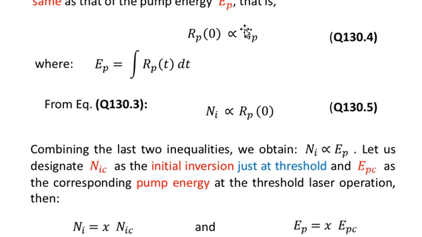Is also proportional to the pump energy. This P subscript with E stands for the pump energy. So we can combine these two proportionalities and write that Ni is proportional to EP. So the maximum value of the population inversion is proportional to the pump energy. Combining the last two, we obtain Ni is proportional to EP, that is, the value of the population inversion at the time of Q switching is proportional to the pump energy EP.